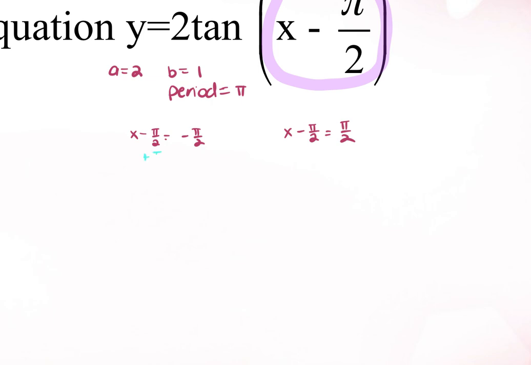Then I'm going to add pi over 2. Negative pi over 2 plus pi over 2 is 0. And I'm going to add pi over 2. Pi over 2 plus pi over 2 would be 2 pi over 2, which is pi. And those are your second and third asymptotes, as I move from left to right.